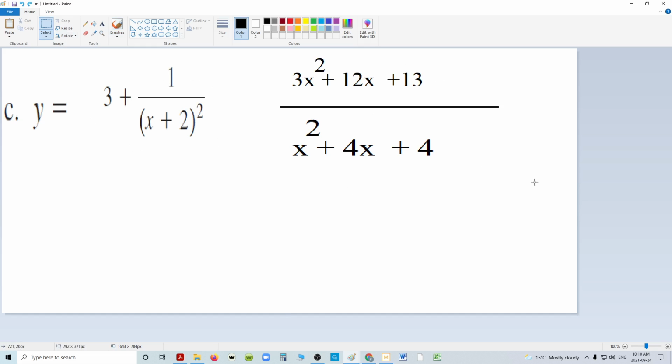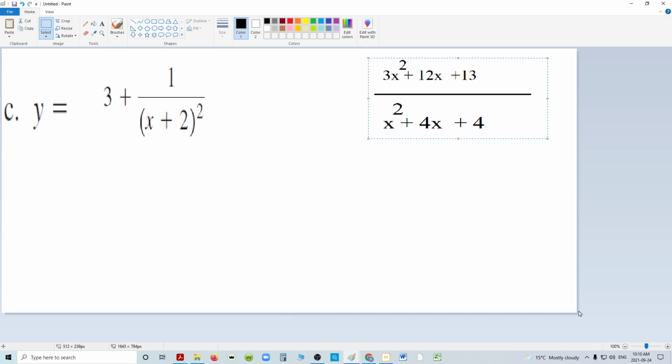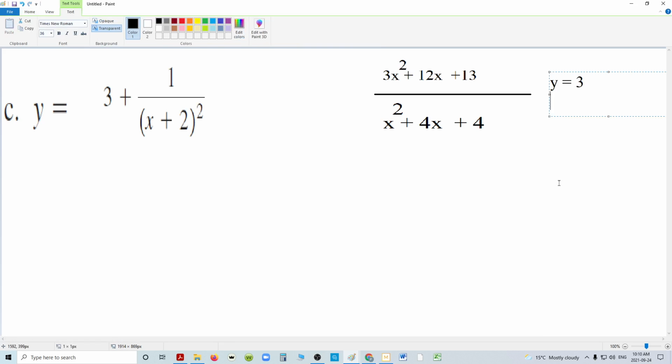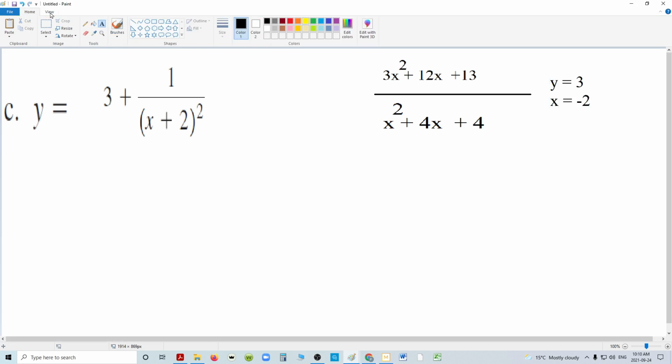Okay. Let's get to identifying asymptotes first. We've discovered that when I put a minus 2 down here, I get a 0. So I've discovered a horizontal asymptote and a vertical asymptote. Now you should also make it equal to 3 to see if it ever crosses the horizontal asymptote.